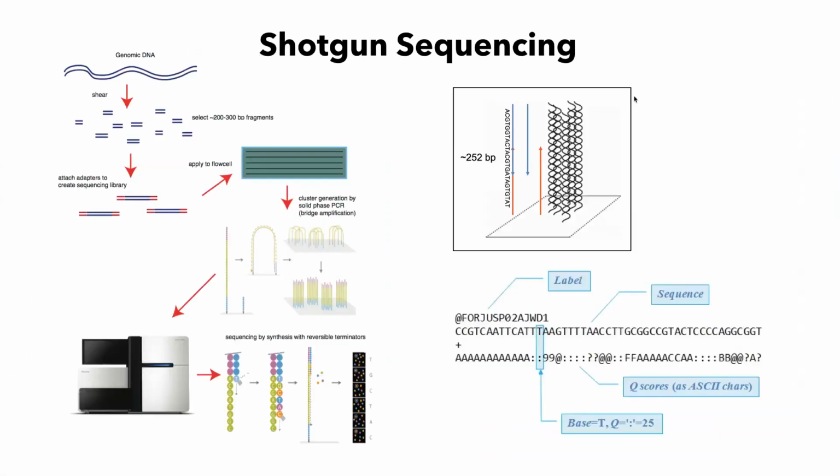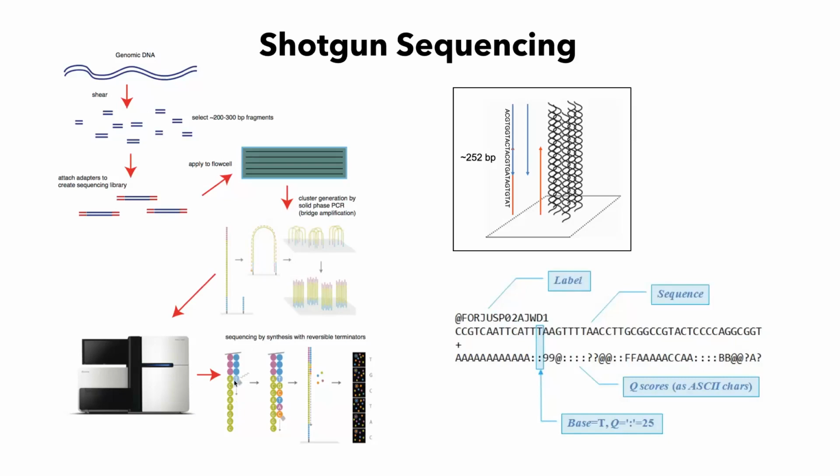What about the FASTQ format? The FASTQ format actually contains a lot of the raw data that comes from the sequencer itself. When we talk about next generation sequencing, the way that data is prepared is that DNA is sheared. You can see that it's cut into smaller pieces between 200 and 300 base pairs long. Then adapters are attached to those sequences, and then in flow cells, those elements are amplified so that they can be read by the sequencer.